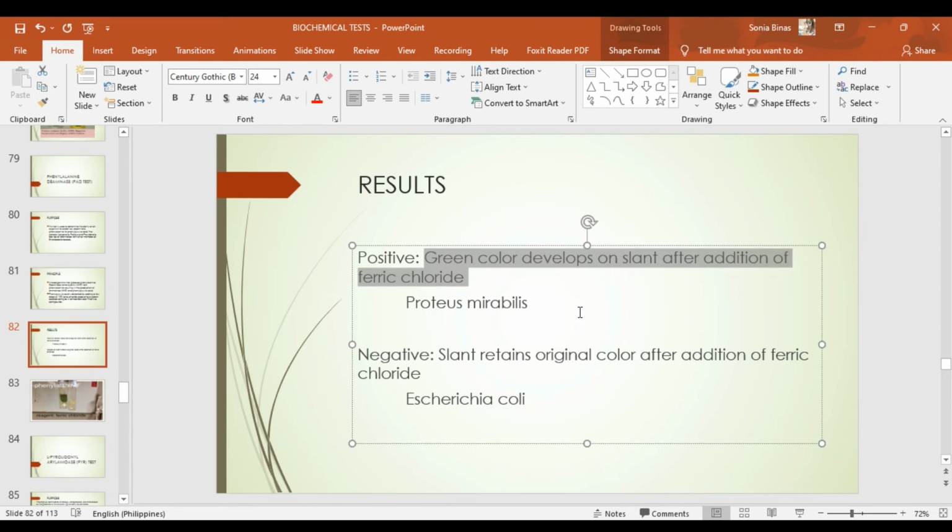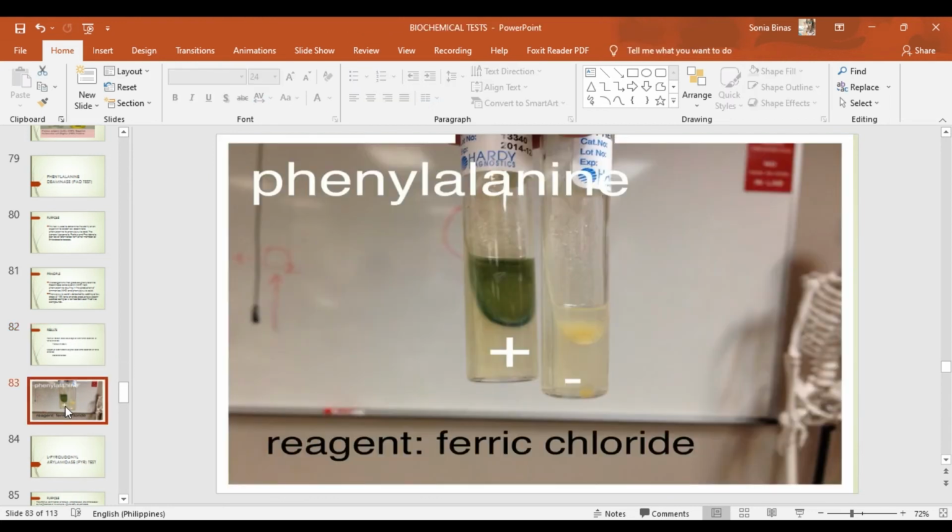So, ito po ang ating Proteus mirabilis. The negative result naman, hindi siya magpo-form ng green color. So, the slant retains its original color after addition of ferric chloride. So, it is our Escherichia coli. So, ito po ang ating PAD tests. Again, nag-create siya ng green color after the addition of our ferric chloride.